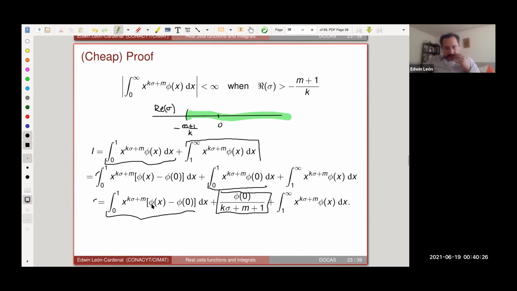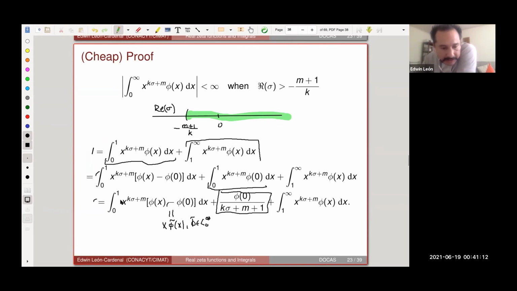Remember that this function phi of x, when we consider the Taylor expansion of this function, phi of x, this guy here, is equal to x times some phi tilde of x, and this phi tilde of x is again a C infinity function with compact support. This is just because I'm looking at the Taylor expansion.